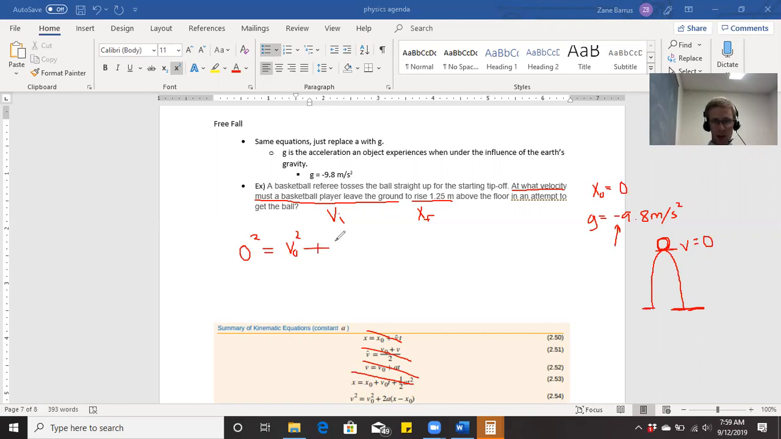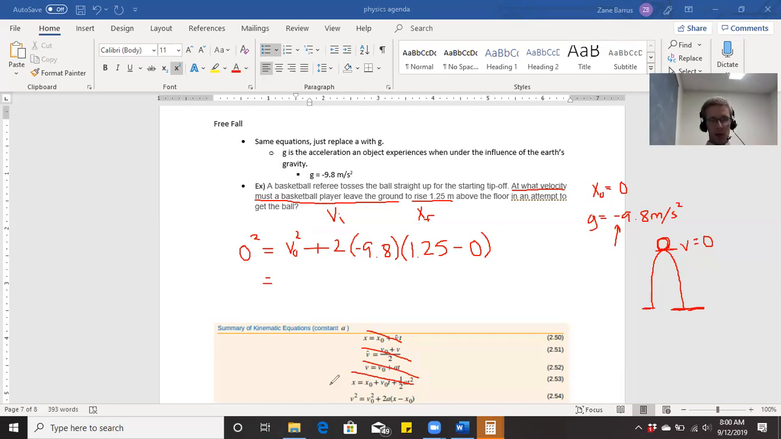I'm plussing 2 times my acceleration, which we said was negative 9.8, since that's the acceleration due to gravity. Okay. And we're going to times that by our final position, which we're going to say is 1.25. That's the height that the ball is at, minus our initial position. We're going to make our initial position 0, since that's where we started from. Okay. Now, using some algebra here, we need to get V0 isolated. So let's start moving all the stuff on the right side to the other side of the equal sign so we can get V0 by itself.